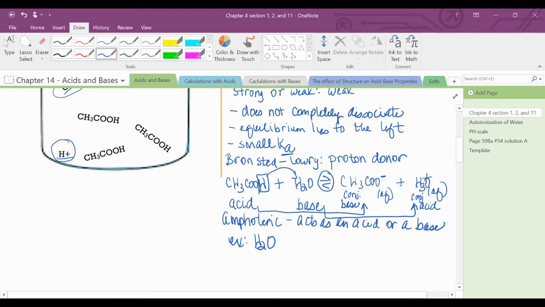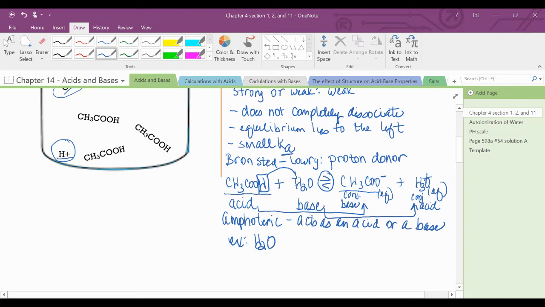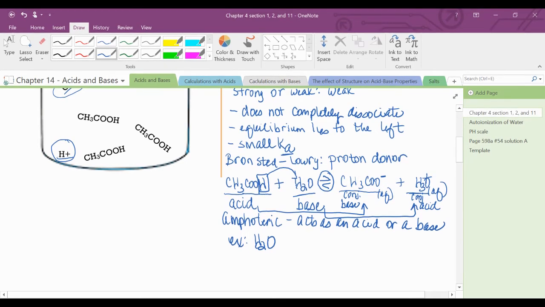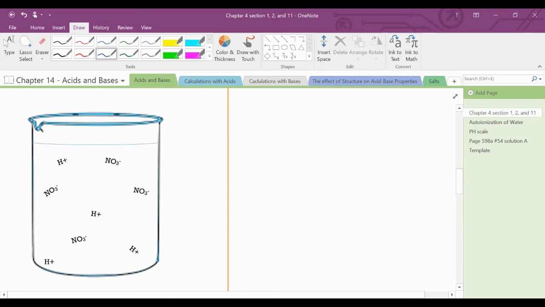So you may see the term conjugate acid-base pairs. So for example, the acetate ion and the CH3COOH molecule, acetic acid molecule, would be one pair, and then water and the hydronium ion would be another pair. Okay, all right, so that's our first one to look at along with all of its definitions. Let's look at our next species.